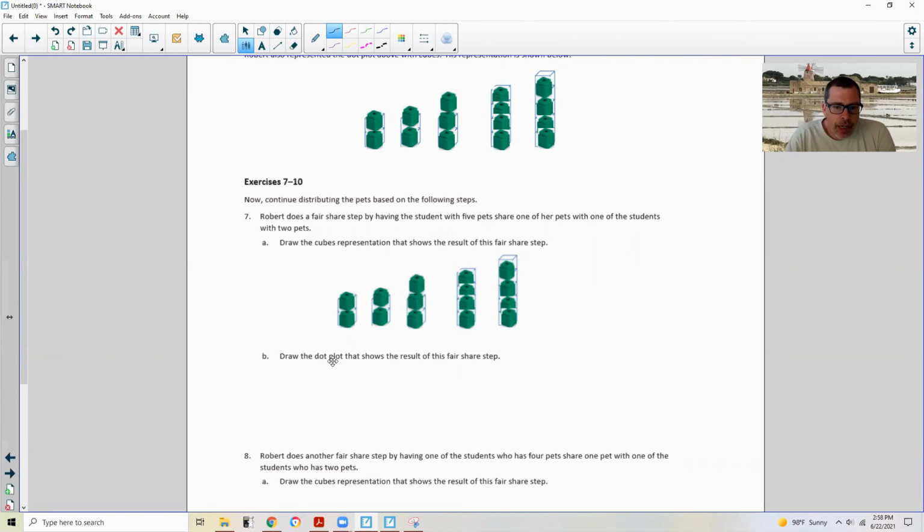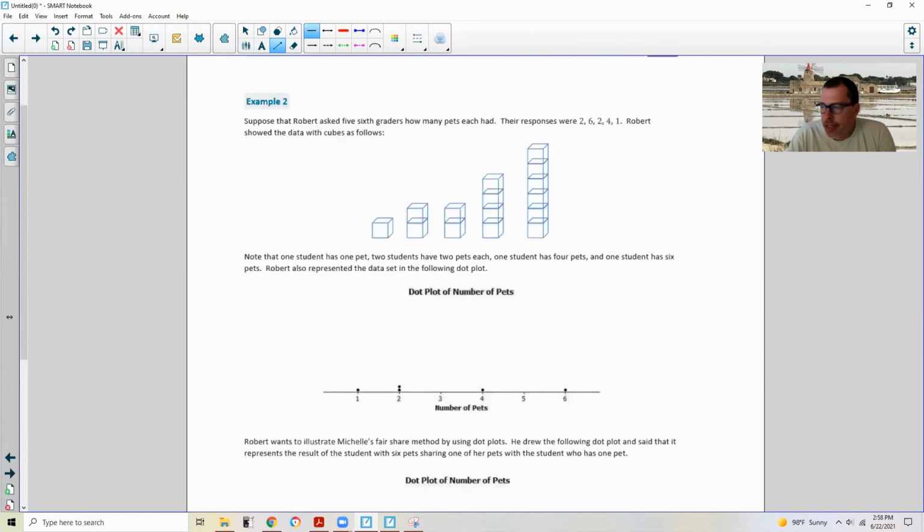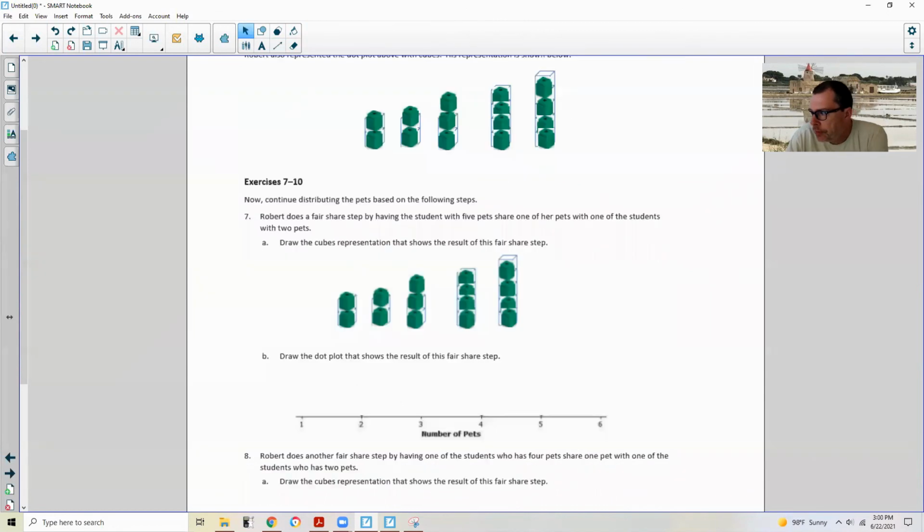Now it says draw the dot plot that shows the result of this fair share step. Okay, so now we're going to do a dot plot. So let me go back and I'll just copy this. Okay, so I'm just going to draw these dots in. So here is the dot plot, number of pets. Nobody has 1 anymore. We have 2 students who have 2, so I'll put a dot here and a dot here. There's 2 students who have 2. 1 has 3 and 2 have 4.